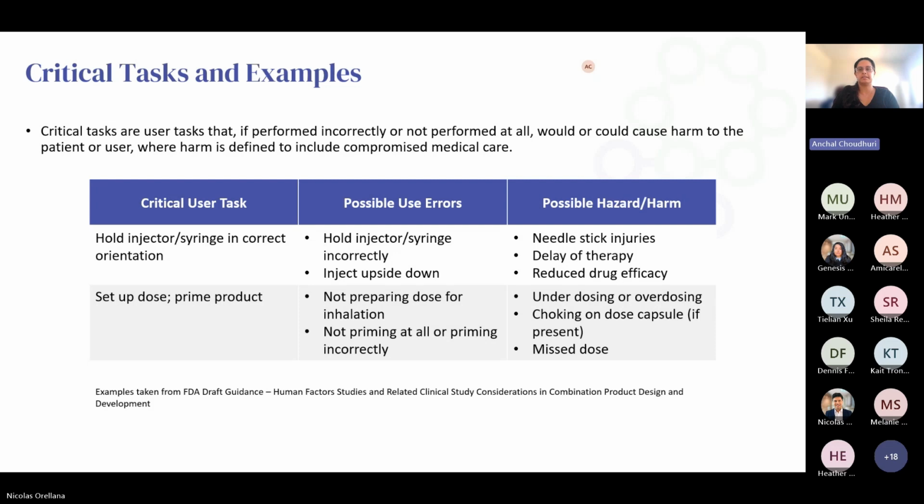So in the second example, this is for an inhaled product. The user task is priming the product. And if the user doesn't prime the product or doesn't prime it properly, under or overdosing could occur. If there's a capsule, choking could occur, or a missed dose could occur. And again, because there is a hazard or harm associated with the use error, it's considered a critical task.